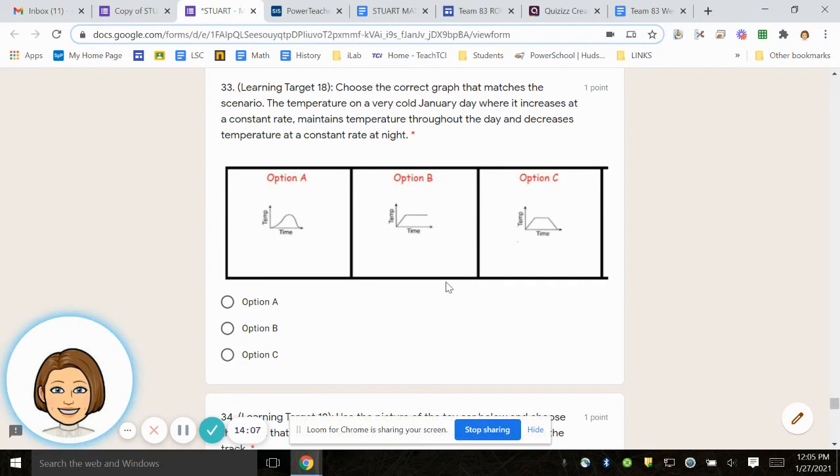Number 33, choose the correct graph that matches the scenario. The temperature on a very cold January day where it increases at a constant rate, maintains temperature throughout the day, and decreases temperature at a constant rate at night. So along the dependent variable of the y, you have temperature over time. Is it option A, option B, or option C? A note to the y's, you're looking for constant rate.